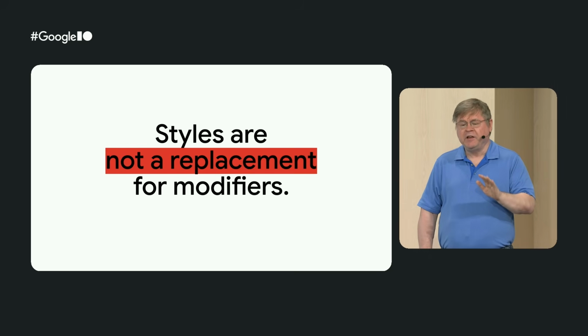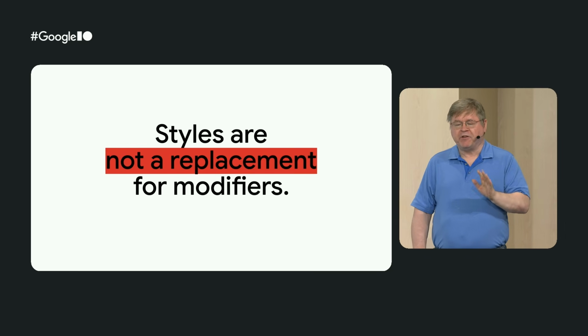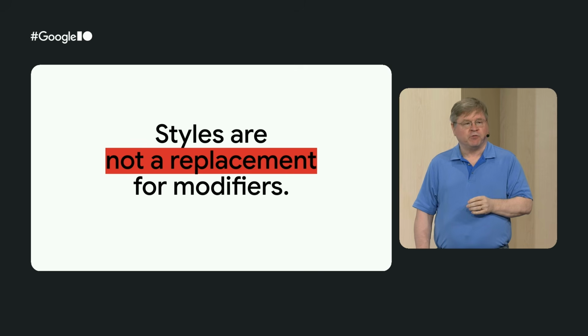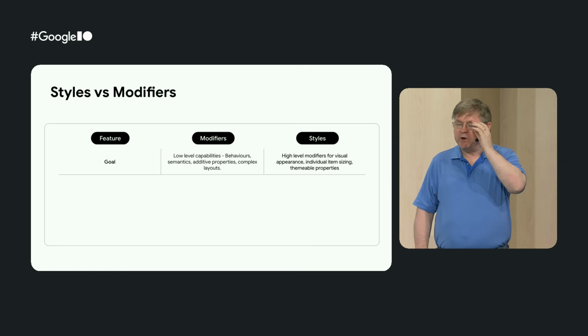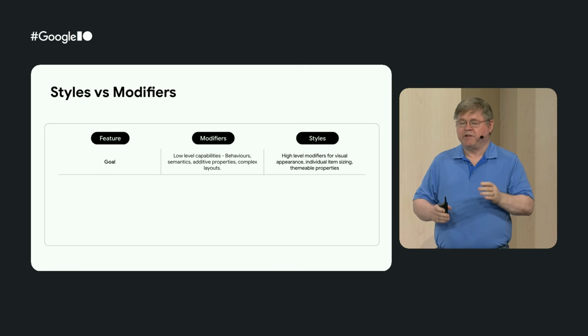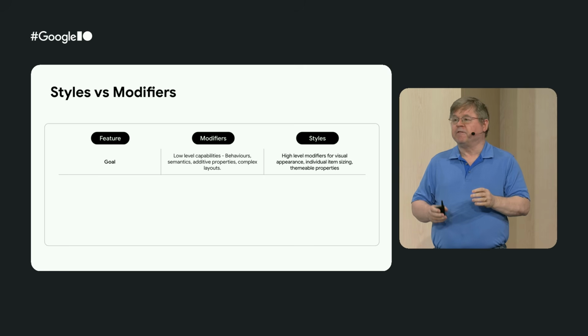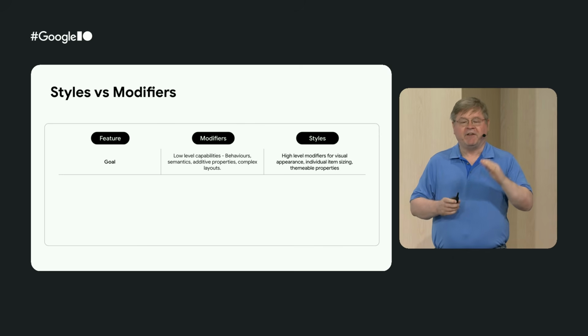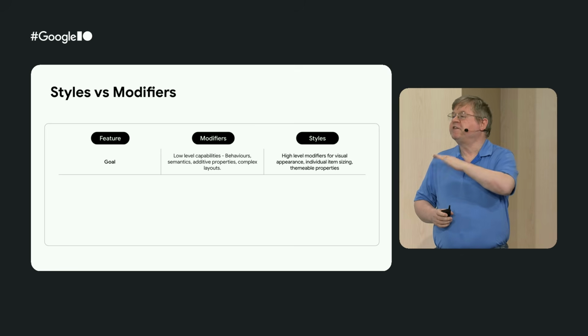I'll stand. At this point, you may be asking yourself, when should you pick a modifier versus a style? As we've seen, there is some overlap between the two different systems. As a reminder, styles are not meant to replace modifiers, but are instead meant to replace the parameters related to visual properties. When comparing the two, modifiers are designed as low-level capabilities and are still the way to work with behaviors, semantics, additive properties, and complex layouts, whereas styles are a high-level modifier designed for visual appearance, individual sizing, and themable properties. Styles are a level above modifiers, and they're built on top of modifiers.